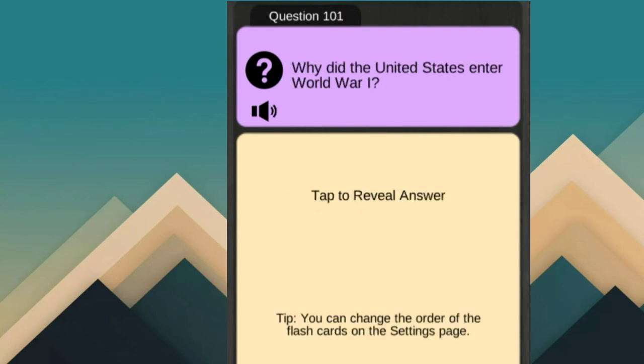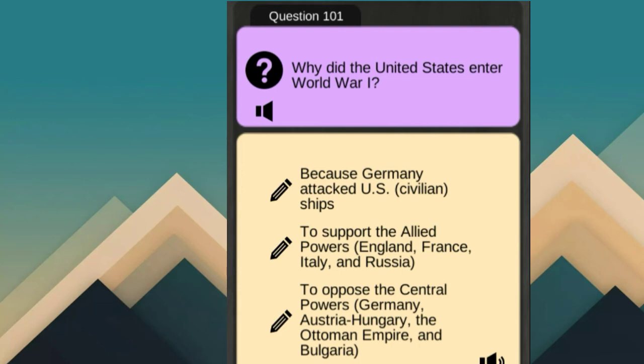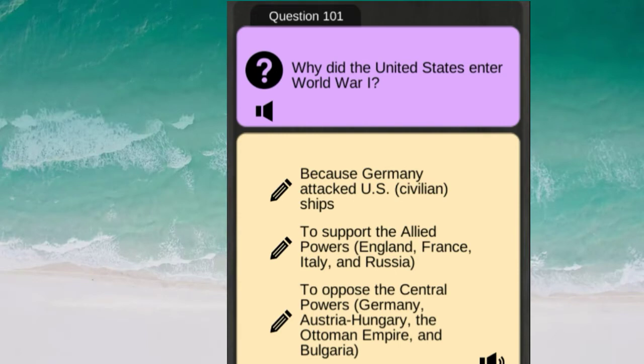Why did the United States enter World War I? Because Germany attacked U.S. civilian ships. To support the Allied powers, England, France, Italy, and Russia. To oppose the Central Powers, Germany, Austria-Hungary, the Ottoman Empire, and Bulgaria.